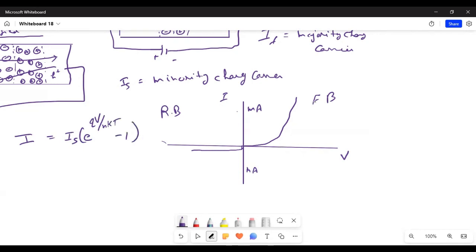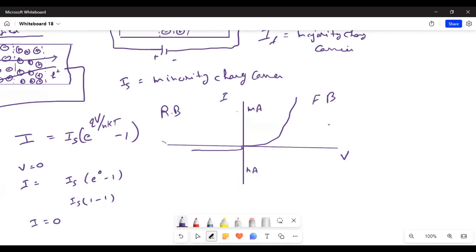This is the diode current equation in a PN junction, the current that is flowing. Now let's say we apply potential V equal to 0, that's the equilibrium case. In that case, how will it be? I will be Is e to the power 0 minus 1, so basically Is times 1 minus 1. So I equals 0. So when there is no bias, there is actually no flow of current.